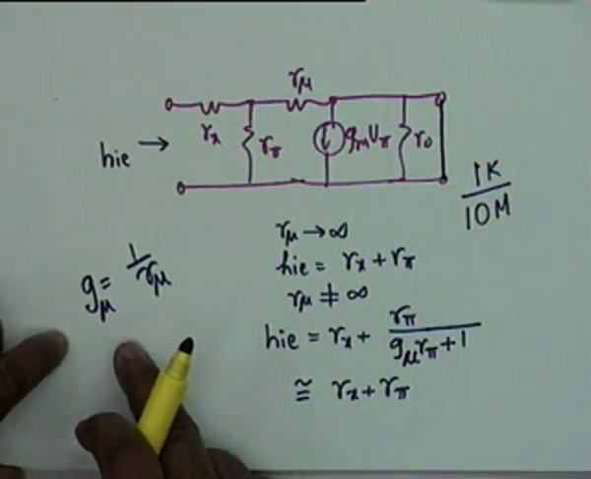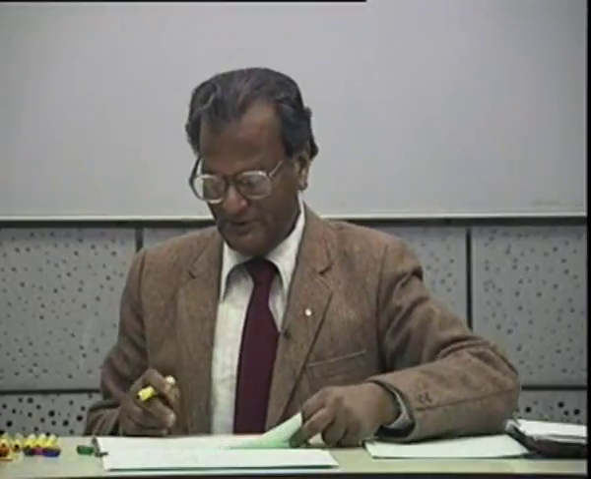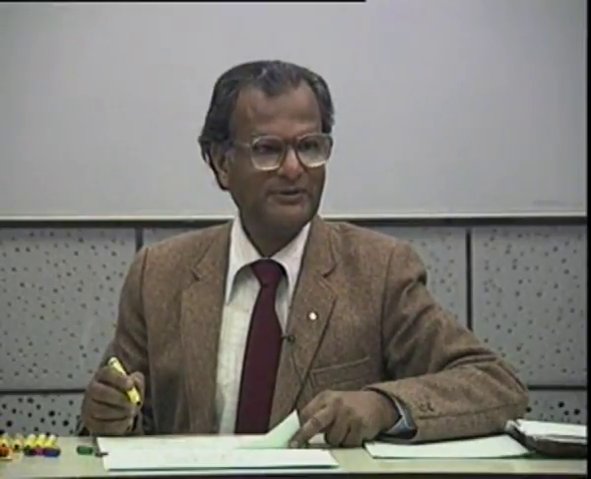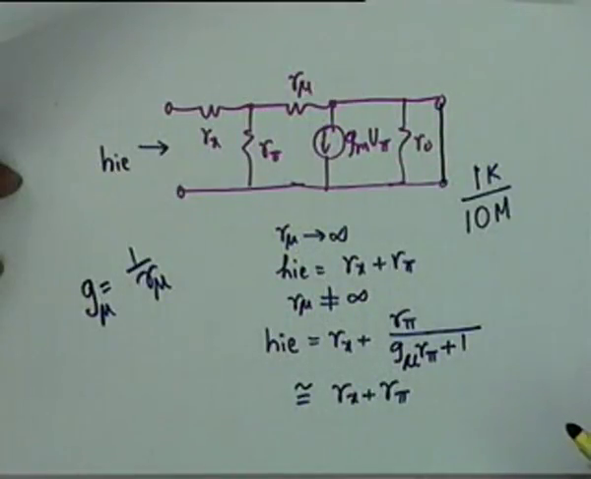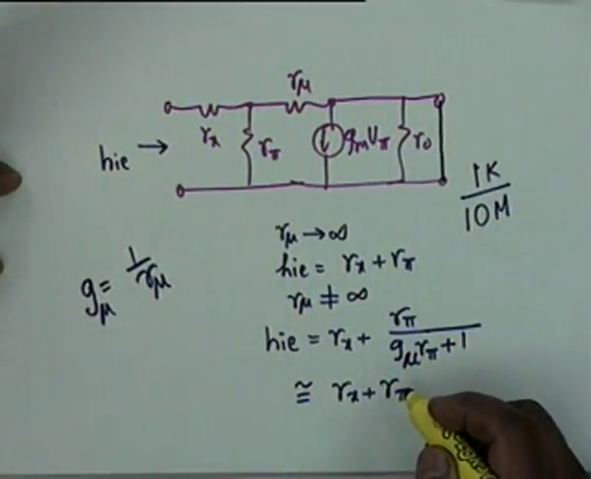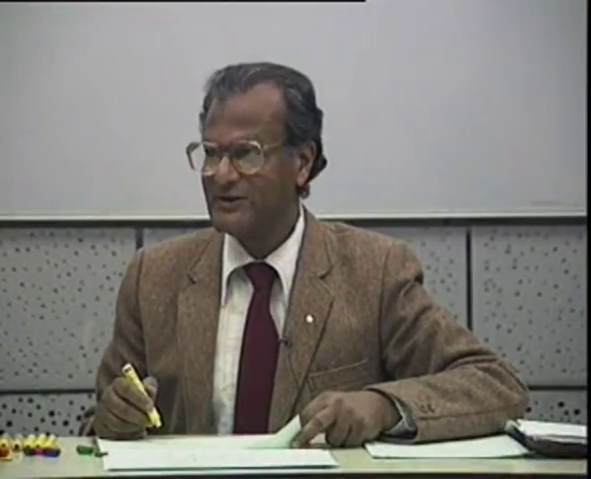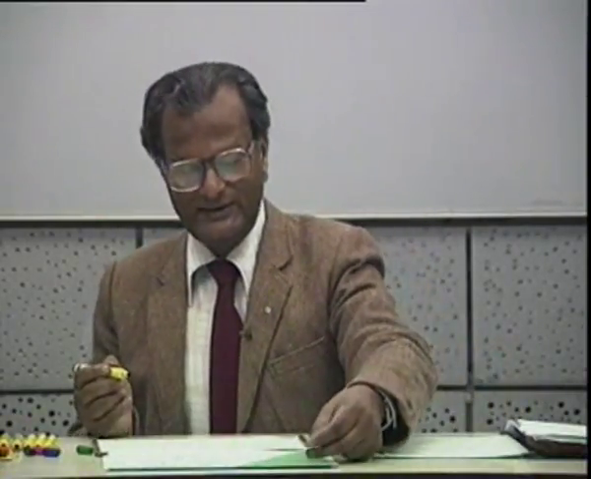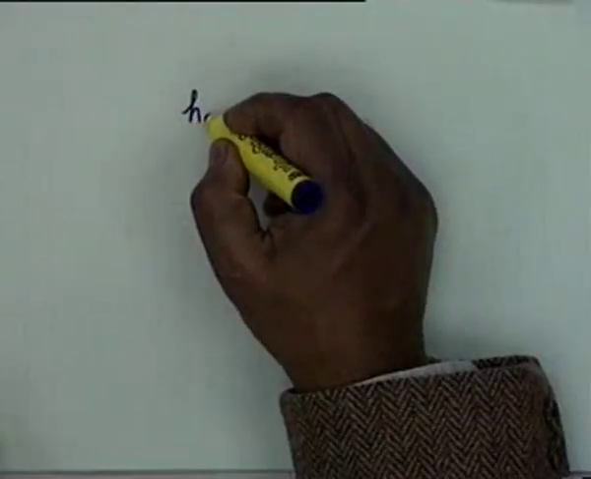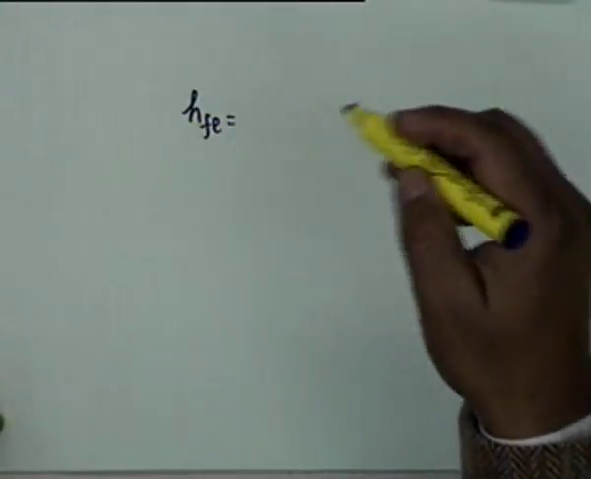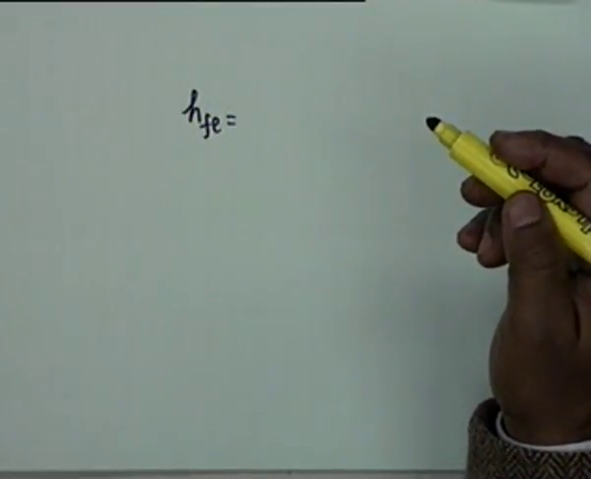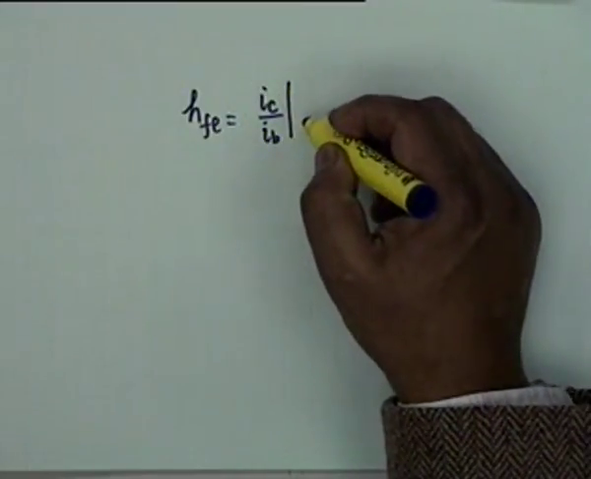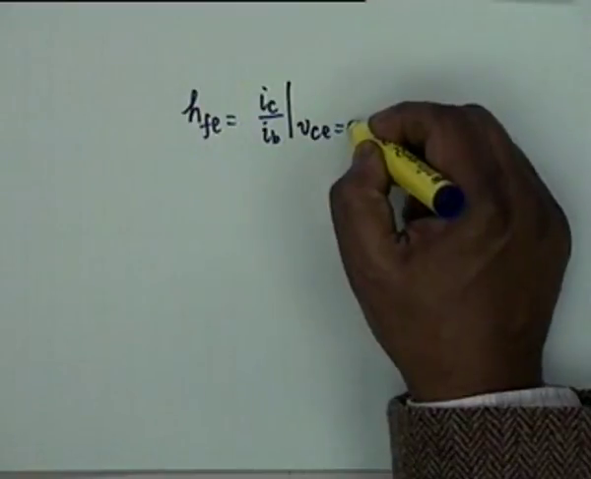So now the question comes, if you are given HIE, a measured quantity, then how do you calculate Rx and R pi? Obviously R pi has to be calculated from the collector current, and then you can calculate Rx. Is that correct? Next, you can also show that HFE from this equivalent circuit, by applying the definition, that is I sub C divided by I sub B, these are all incremental quantities under the condition VCE equal to 0.